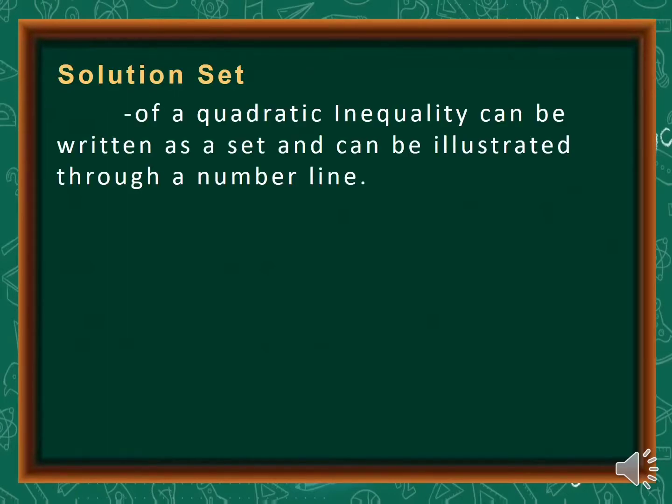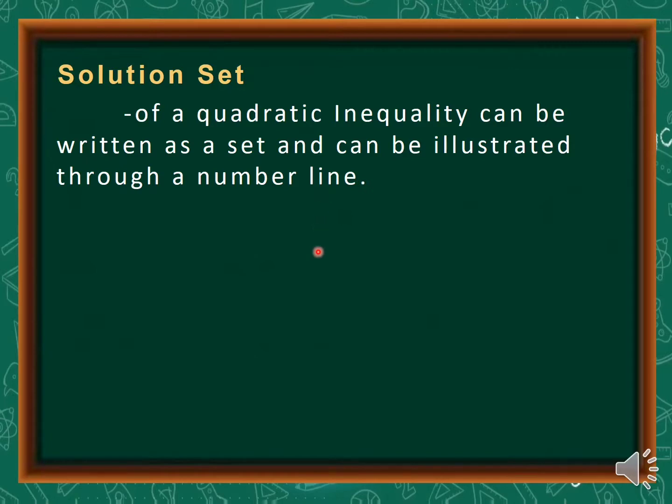In solving quadratic inequality, we can arrive at many possible solutions. Unlike the quadratic equations where we can have at most two solutions, here in quadratic inequality, we can have many possible solutions. And these are what we call the solution set. In a quadratic inequality, the solution set can be written as a set and can be illustrated through a number line. So we can rewrite it into a set wherein we can have the numerical value of x, and also it can be illustrated through a number line.